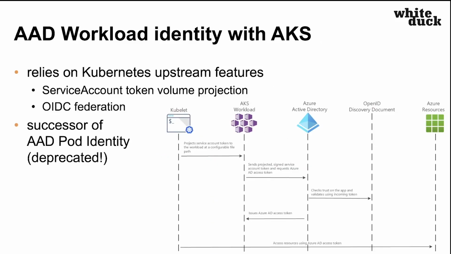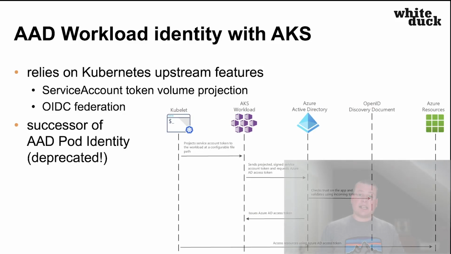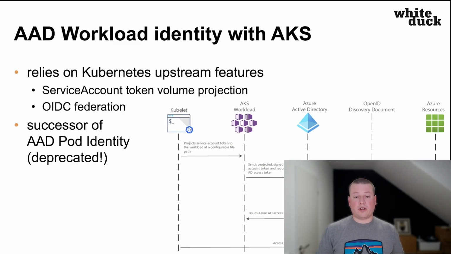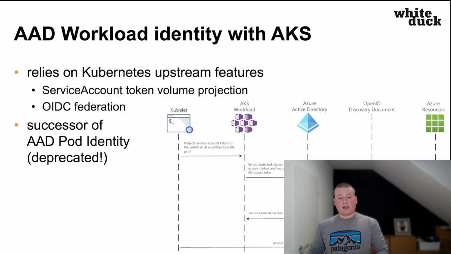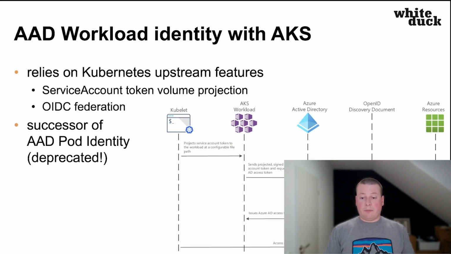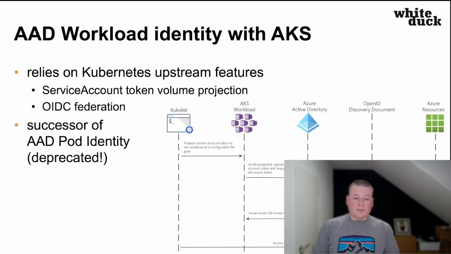You can also rely on Azure Active Directory Workload Identity with AKS. And this allows you to integrate your AKS with, for example, Azure Active Directory. This completely relies on Kubernetes upstream features. So first of all, we have service account token volume projection, which injects a token into your running pod, which it can then use to talk to the Kubernetes API. And on the other hand, the Kubernetes API is federated with Azure Active Directory.